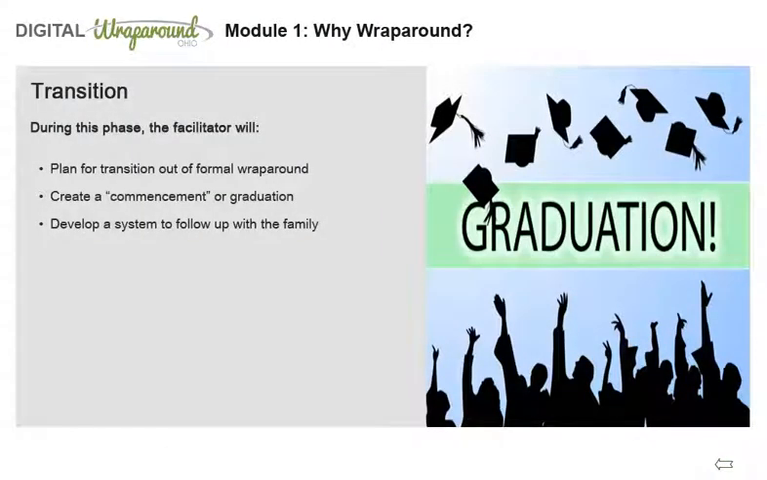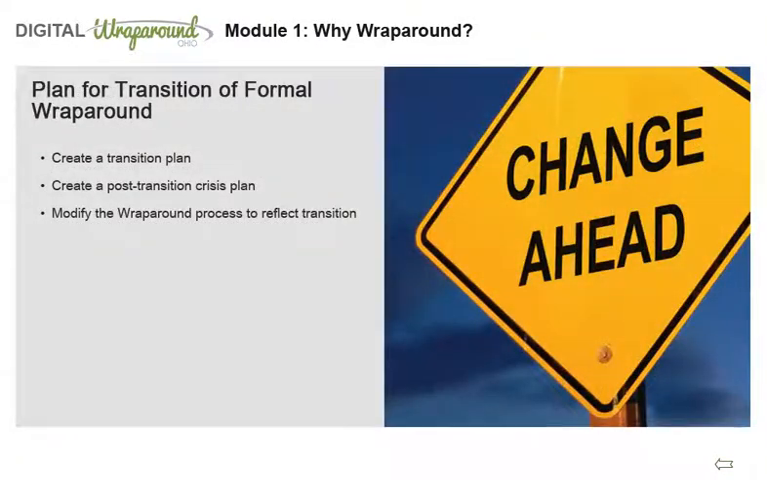During this phase, the facilitator will plan for transition out of formal wraparound, create a commencement or graduation, and develop a system to follow up with the family. Plan for transition of formal wraparound. Create a transition plan. The facilitator guides the team in reviewing strengths and ongoing support to meet need past formal wraparound. Create post-transition crises plan. The facilitator guides the team in reviewing and creating, as necessary, a crises prevention plan that is well-oiled and rehearsed. Modify wraparound process to reflect transition. The team discusses how they will respond to future situations and negotiates members' ongoing roles.